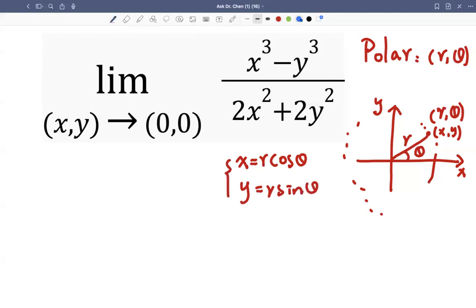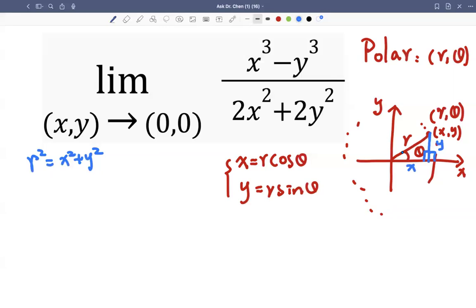Why is that? Let's drop a vertical line to the x-axis, perpendicular to the x-axis. We have formed a right triangle. We know this side is the y value, this side is the x value, and r is the hypotenuse. So obviously r squared equals x squared plus y squared, from this right triangle.